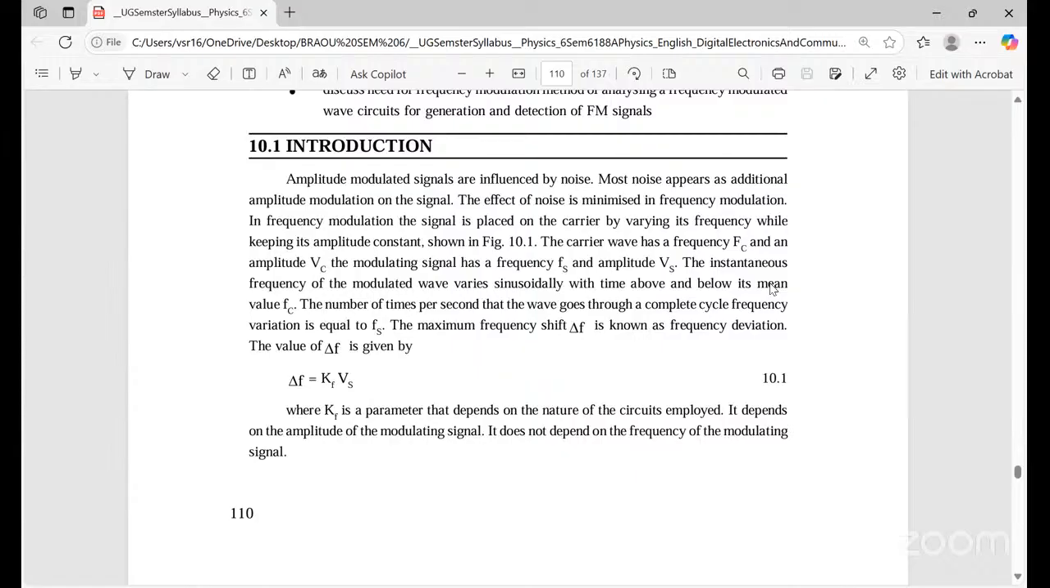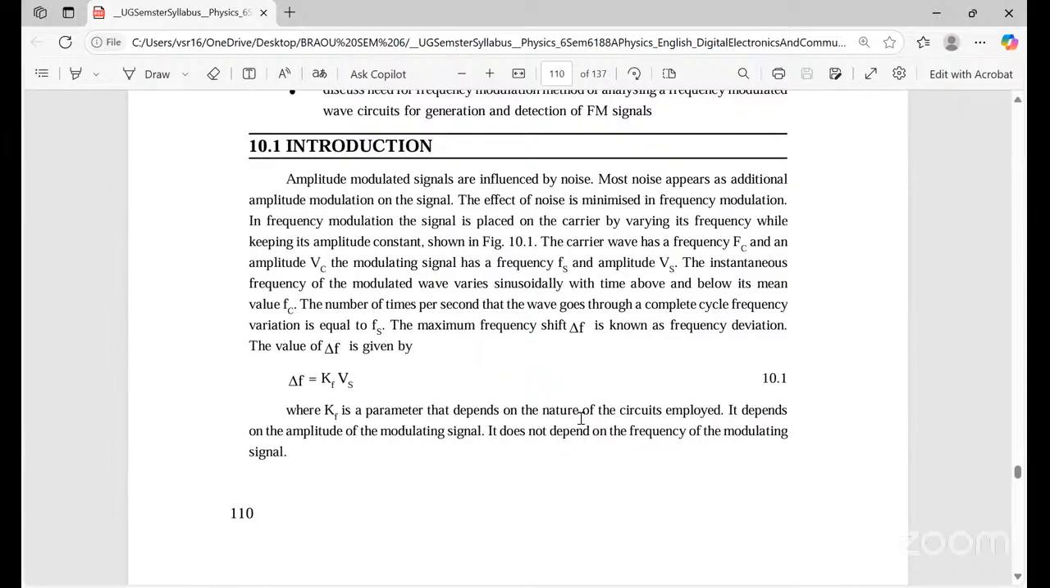In FM, the signal is placed on the carrier wave by varying its frequency while keeping its amplitude constant. The carrier frequency is f of c and the amplitude is V of c, for the modulating signal which has a frequency f of s and the amplitude is V of s. The instantaneous frequency of the modulated wave varies sinusoidally with time above and below its mean value fc.